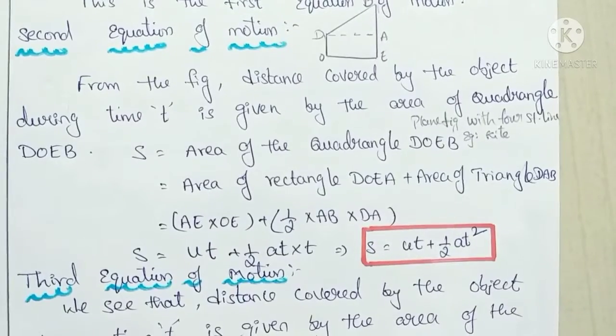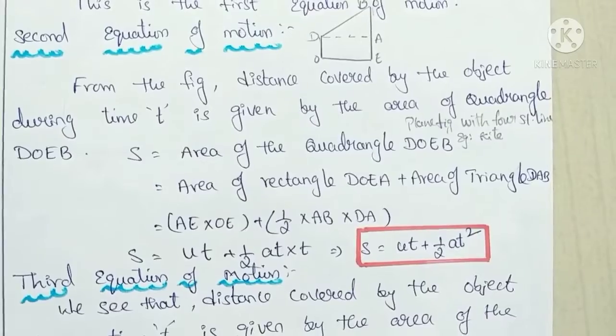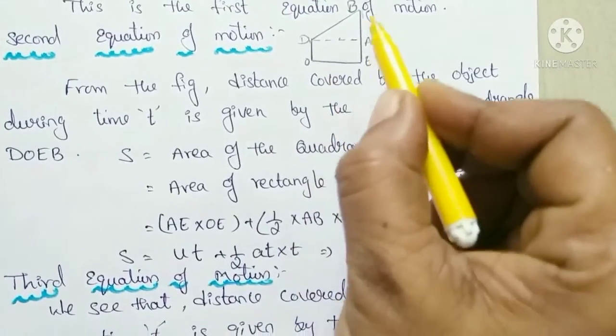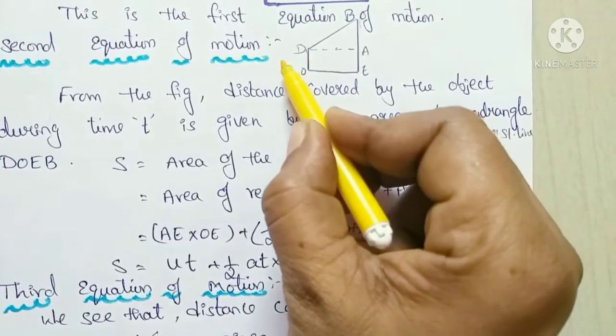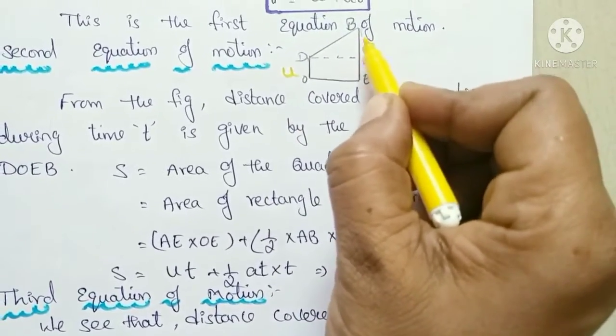Students, let us continue the second equation of motion. In the last video we saw the first equation of motion. So now we are going to see the second equation of motion. In this figure OD is the initial velocity u, and OA is also equal. This is also initial velocity, and these are all final velocity.